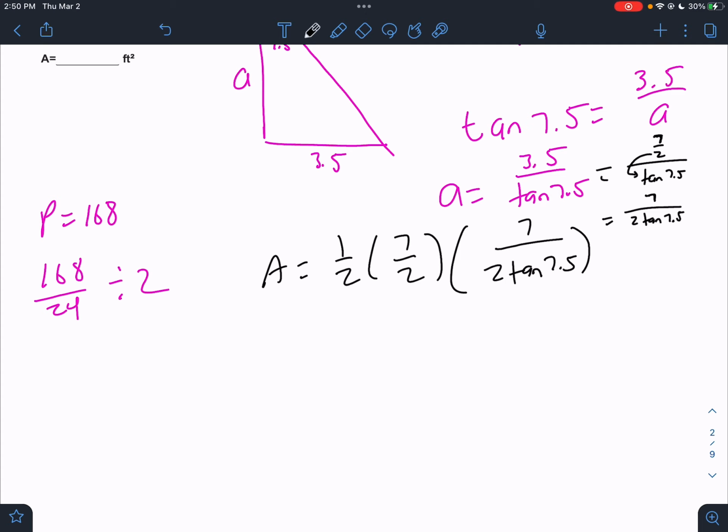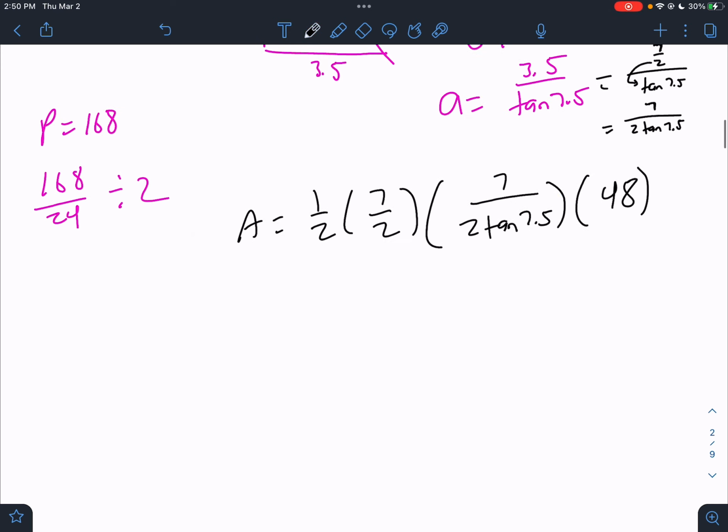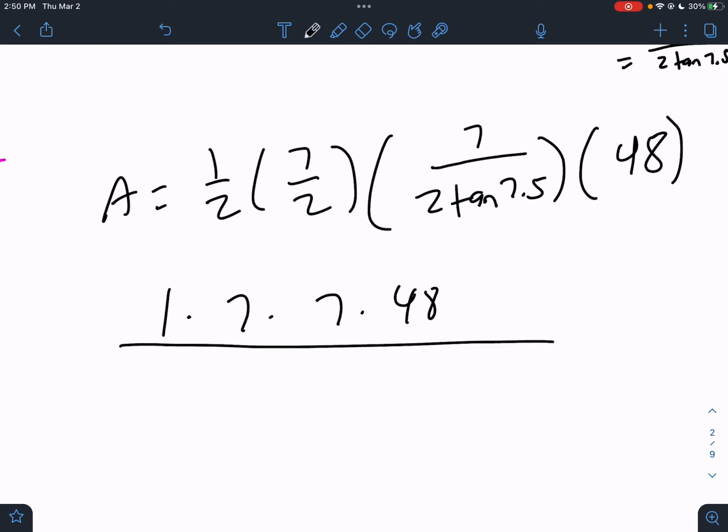Now that's one triangle. How many of these triangles are there? What did we just say? There are 48 of these triangles. So if I was trying to do this in my head, and a big part of what I want you doing this unit is really practicing that mental math, you could even think of it as a big fraction. The numbers on top are 1 times 7 times 7 times 48. The numbers on bottom are 2 times 2 times 2.